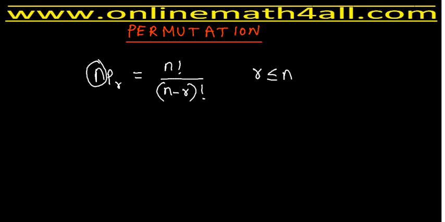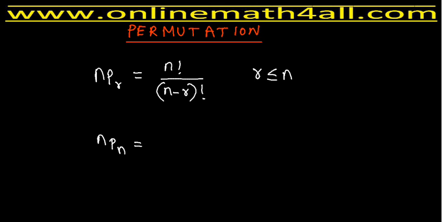So out of n, if we select r, this is the formula. Let us consider another thing from this formula. We have n things given, and I'm just going to select all the n things. So for this one, what will be the formula?